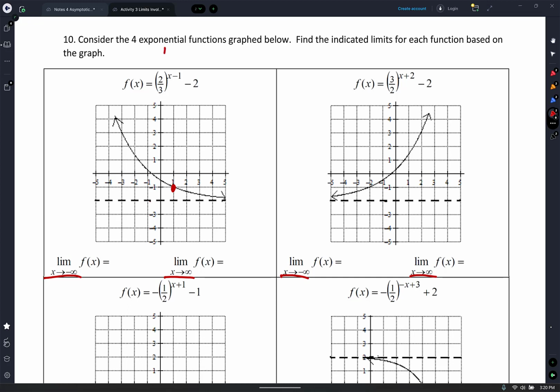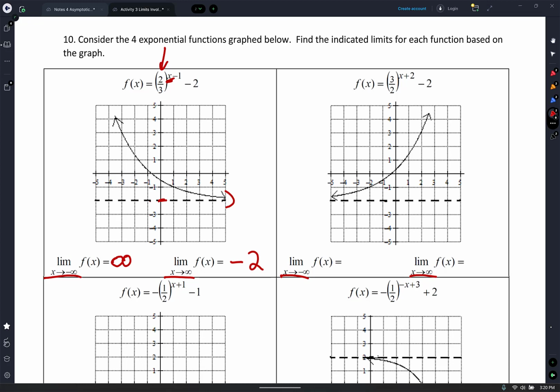All right, look at this. That's 2/3. It's a number less than 1 to the power x. So it's going to look like this. Do you guys see that? That minus 2 is a shift down 2. So I have a horizontal asymptote at negative 2. So what's my limit as x approaches negative infinity? No, positive infinity, right? If I approach negative infinity, doesn't this graph go up? Okay. What's my limit as x approaches positive infinity? That one's negative 2. How do we feel?